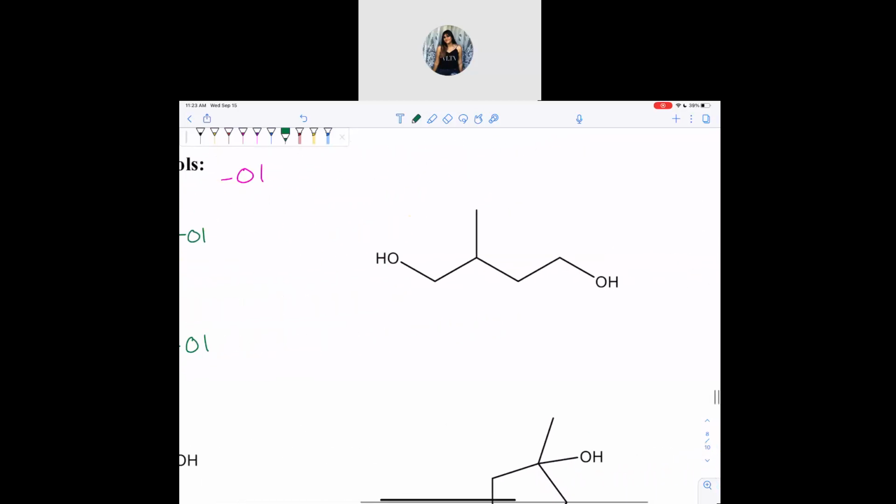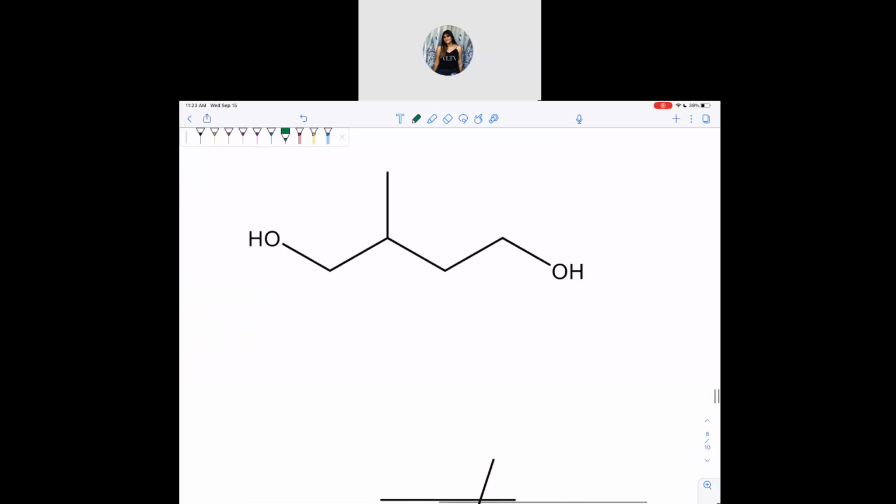Next up, let's do one like this. And now we actually have 2 alcohols. So let's do all the possible paths. We could do 1, 2, 3, 4. We could do 1, 2, 3, 4. Or we could even do 1, 2, 3, 4, right?